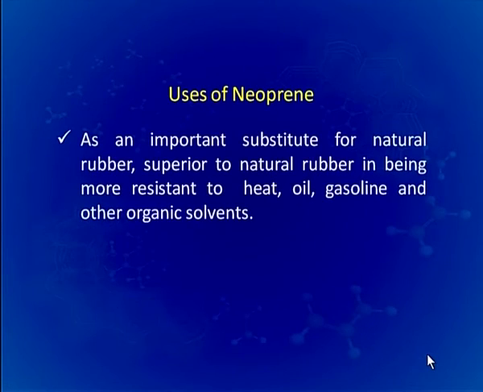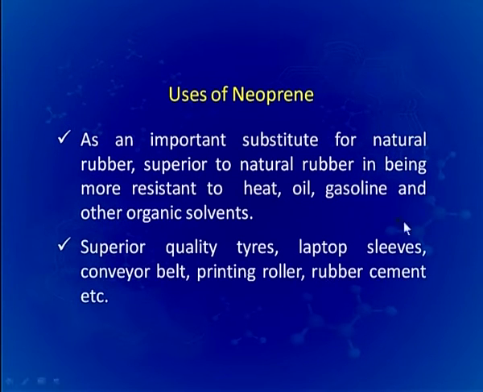Neoprene is a very superior quality rubber. As we can see, this is a very important substitute for natural rubber, as it is resistant to heat, oil, gasoline and many other organic solvents. Superior quality tires are obtained from this quality of rubber only. This is also used for the preparation of conveyor belts, printing rollers, rubber cement and laptop covers.